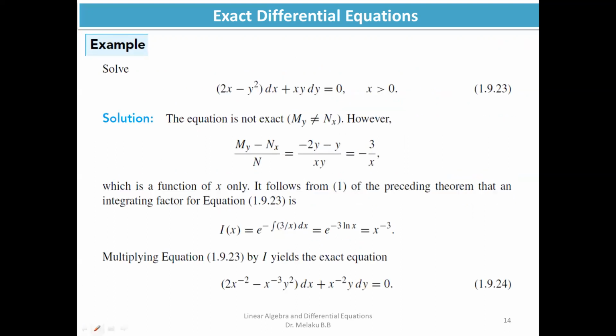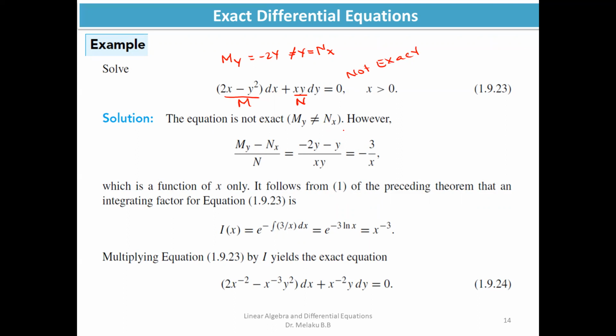We can strengthen the concept by taking one example. Here we have a differential equation. This one is our M, and this one is our N. You can see that the partial of M with respect to y is minus 2y, and the partial of N with respect to x is y. So minus 2y and y are not the same, so this differential equation is not exact.